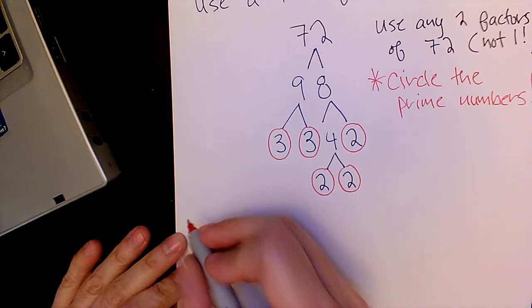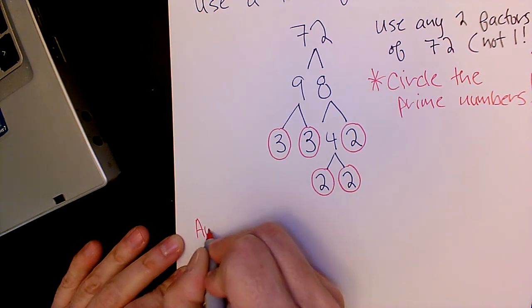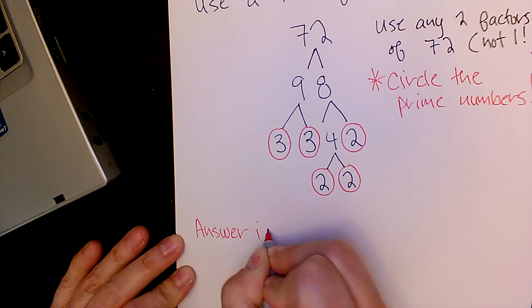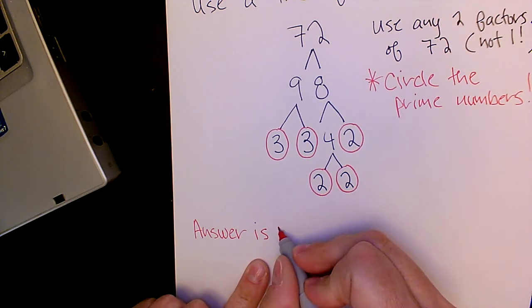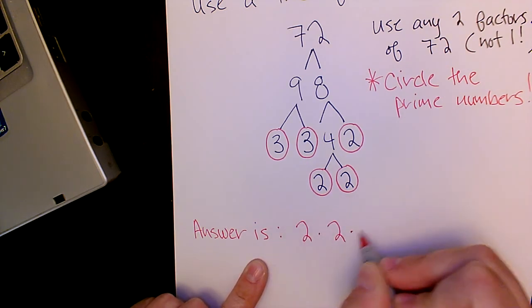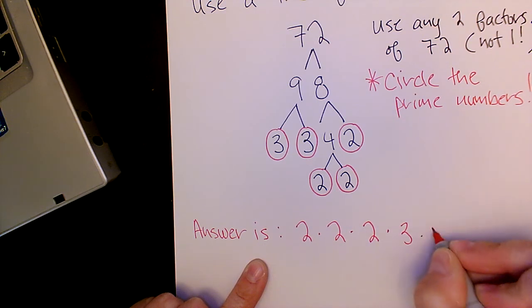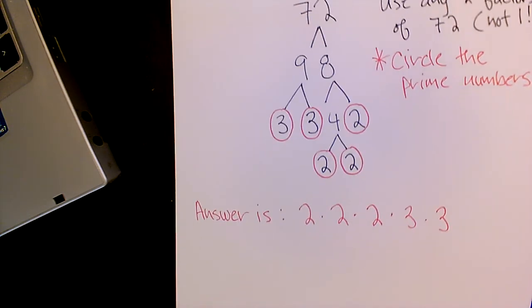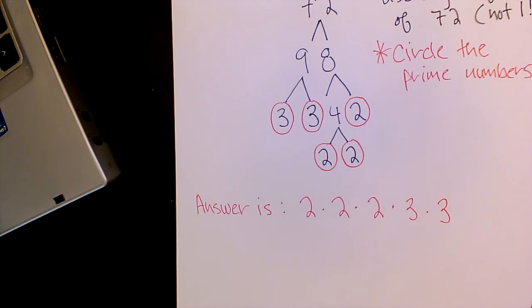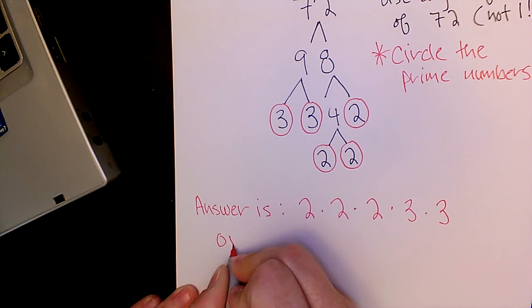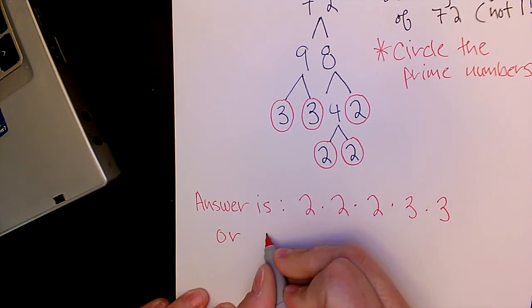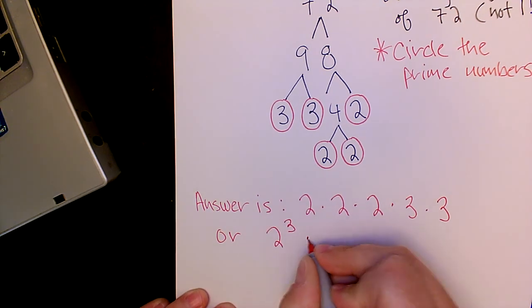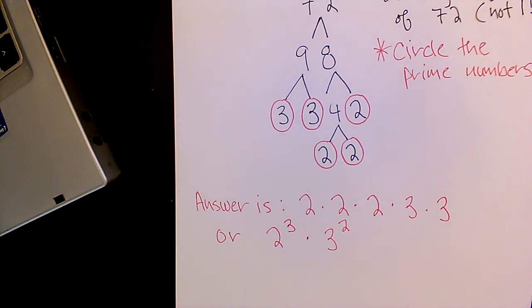So I'm going to write these out. I've got 2 times 2 times 2 times 3 times 3. I've got 3 2's and 2 3's. We don't have to write it that way. Another way to write that would be 2 to the 3rd power, and I know I have 2 3's, so I can say times 3 to the 2nd power.